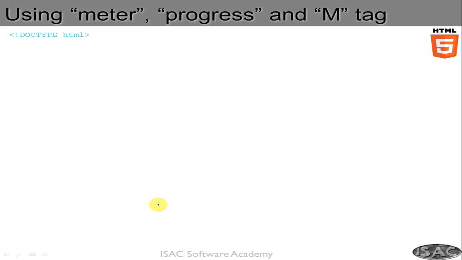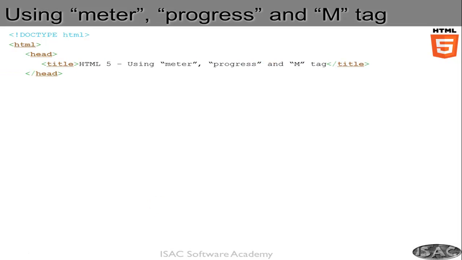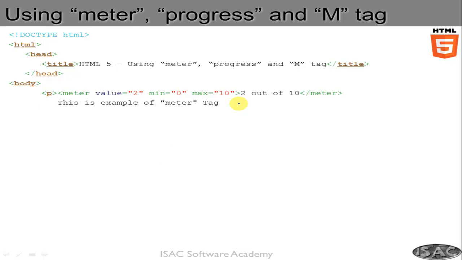So we will start with doctype HTML. HTML, head, put the title, head close, body, and we will start with our first meter. I am just declaring meter 2 out of 10 like this. This is an example of the meter tag, and close it.